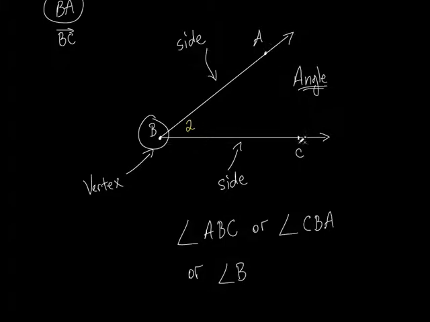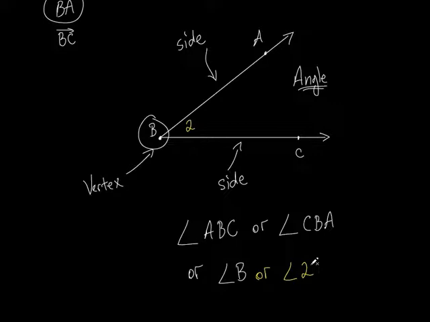So look, I got 1, 2, 3, 4 different ways that I could name this angle with all this stuff that's given right here. I could call it angle ABC. I could call it angle CBA. I could call it angle B. Or, guess what? I could just call it angle 2.